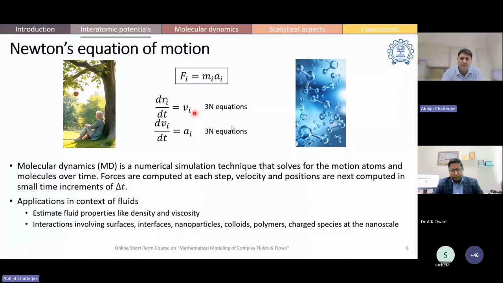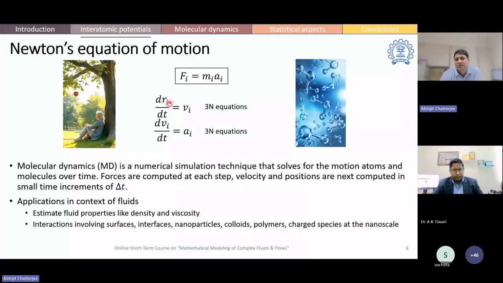The same equations can be used to study how atoms and molecules move. Every atom which is present would have a mass, and we know the atomic masses quite well. And the forces have to be evaluated. If the forces are known, then the acceleration is available to us. And the rest basically involves solving this system of ordinary differential equations.